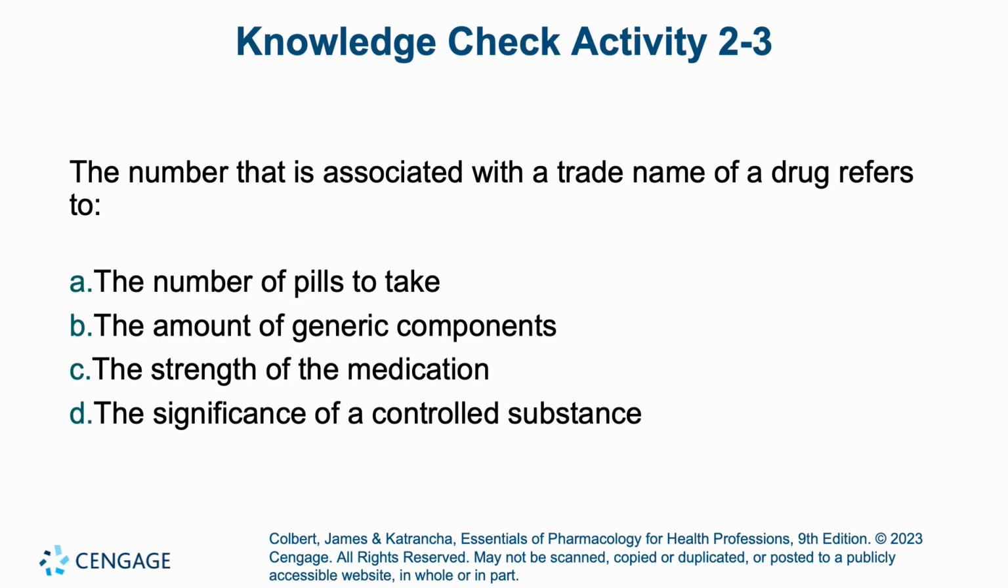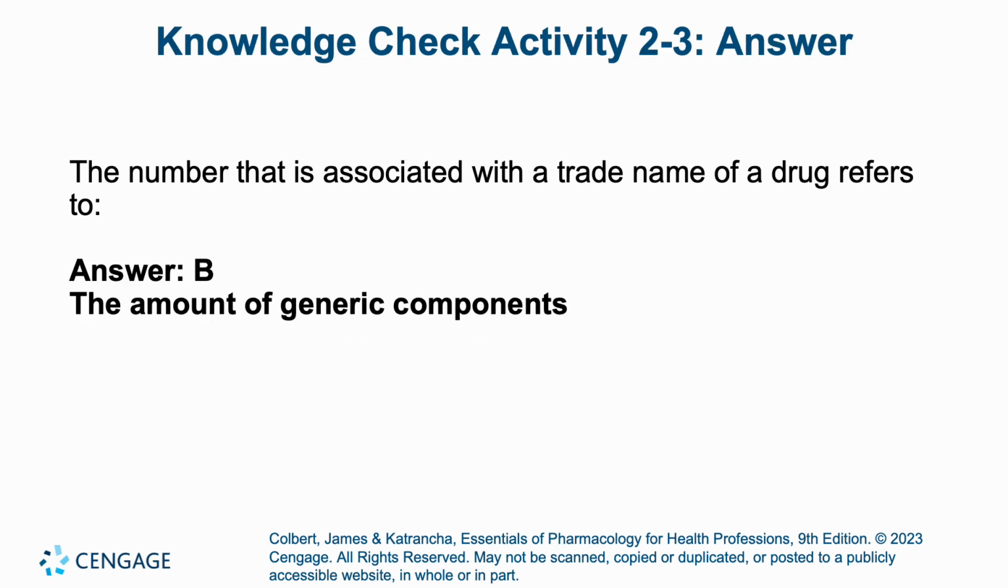Knowledge check. The number that is associated with the trade name of a drug refers to A, the number of pills to take, B, the amount of generic components, C, the strength of the medication, D, the significance of a controlled substance. And the answer is B, the amount of generic components.